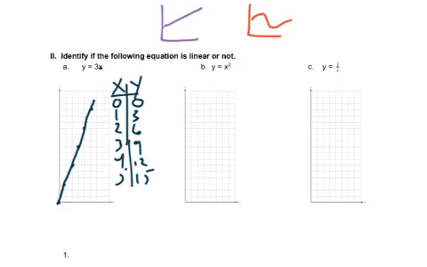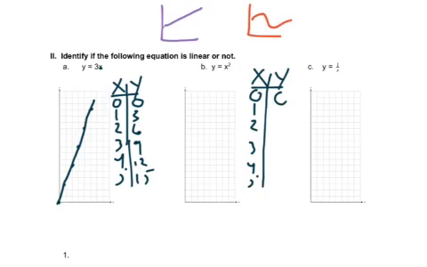Okay, take a look at the next one, y equals x squared. So again, I'm going to draw an xy table. Use the same numbers, 0, 1, 2, 3, 4, 5. 0 squared is 0. 1 squared is 1. 2 squared is 4. 3 squared is 9. 4 squared is 16. And 5 squared is 25.